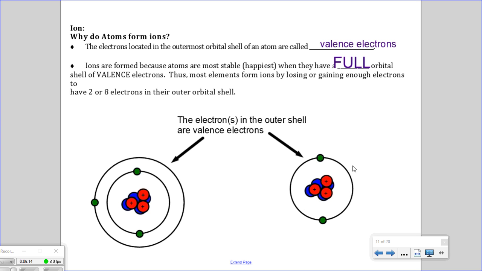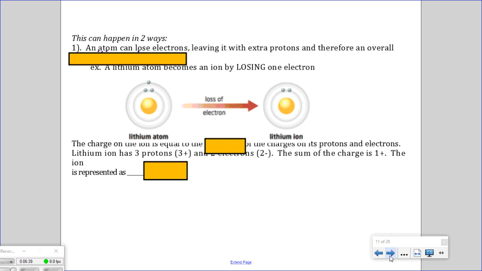So the easiest path for lithium is to lose the 1 electron and then have the orbit with the 2 electrons in it. So this is a full valence shell now. The valence shell is always the outermost shell, and that will include for an ion. So in this case, this ion with its valence shell has 2 electrons in it. It's full. Lithium is happy. So this can happen in 2 ways.